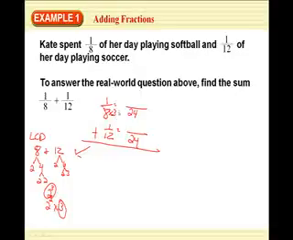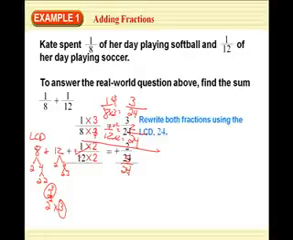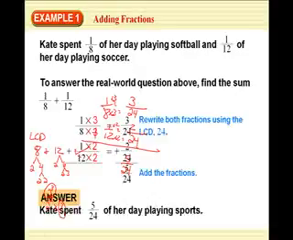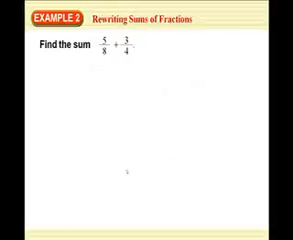8 times 3 is 24, so 1 times 3 is 3. 12 times 2 is 24, so 1 times 2 is 2. Now we have our common denominators. Now we can add. 3 plus 2 is 5, so she spends 5/24 of her day playing sports, and that is simplified as far as it can go. So they did the same thing we did, added up the fractions, and there is the answer.